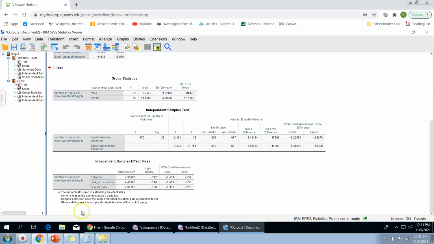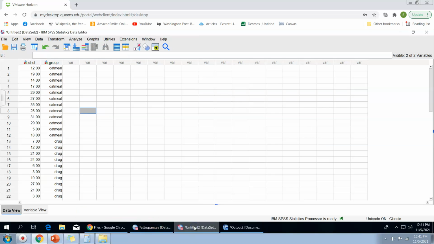So I entered that into SPSS, and it might be tempting to input that as the cholesterol for the people who ate oatmeal in one column and for the people who took the drug in another column. But SPSS needs it in this format where all the cholesterols are in one column and then this grouping variable is in the other column.